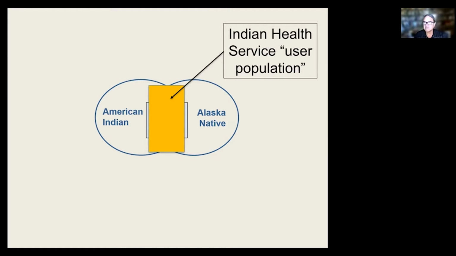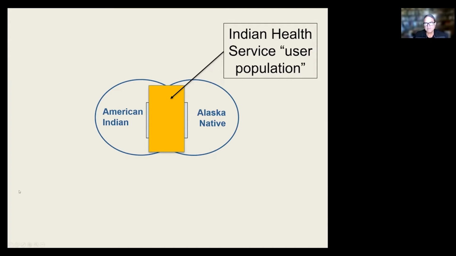So the IHS user population is the population of American Indians and Alaska Natives who have an active chart within the IHS, meaning they've been seen within the IHS system within the last 3 years. Quite often we see IHS data sets as being representative of all American Indians, but actually it's not.